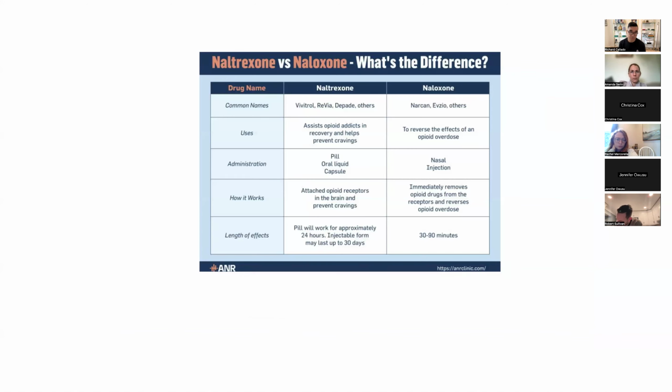Naltrexone versus naloxone, what's the difference? All right, very easy. Naltrexone is long-term, comes in injection. Naloxone is short-term, a rescue drug. What happens if you give someone naloxone who is taking fentanyl? Why is that dangerous? If someone overdosed on fentanyl and you give them naloxone and then leave them alone, what's going to happen? You think you're going to see them the next day? No, they're going to be dead.